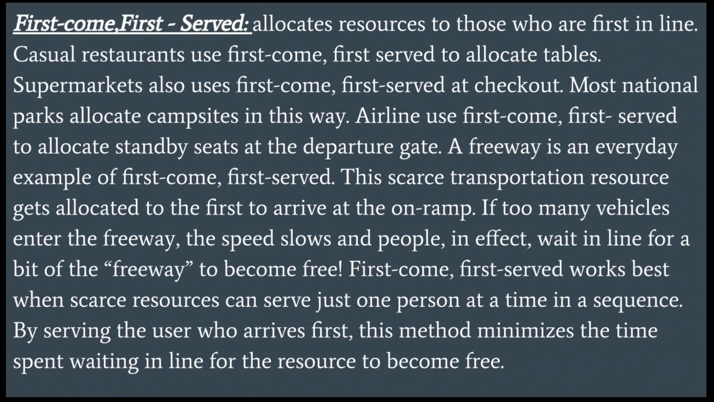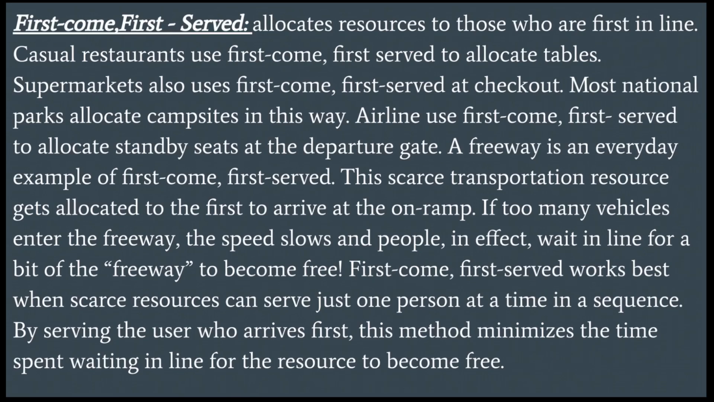First come, first served allocates resources to those who are first in line. Casual restaurants use first come, first served to allocate tables. Supermarkets also use first come, first served at checkout. Most national parks allocate campsites in this way. Airlines use first come, first served to allocate standby seats at the departure gate.